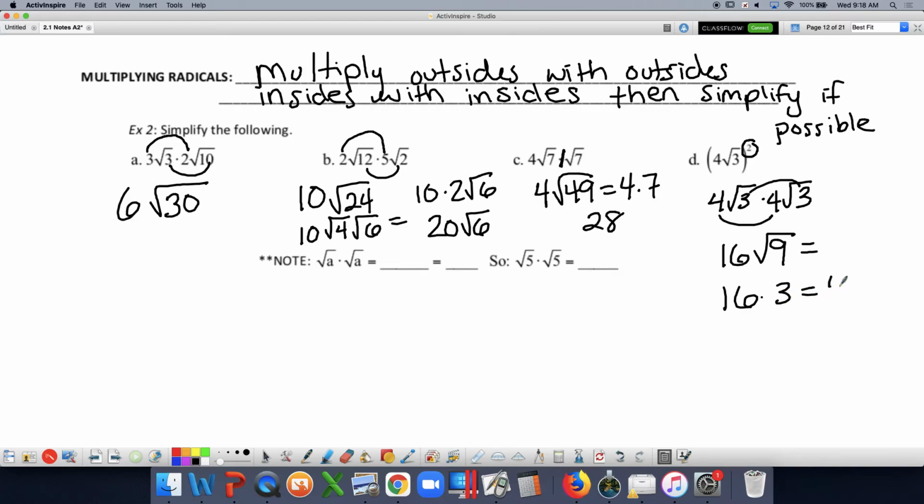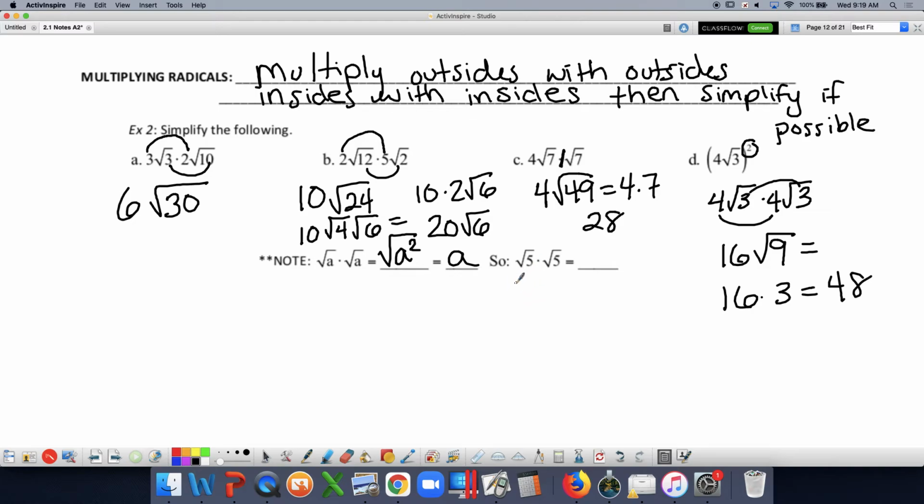16 times 3. Did anybody see a pattern in those last 2 examples that we did? They're nice. We ended up with perfect squares. Why did we end up with perfect squares? Because we were multiplying by the same thing. So down here I have a little note. The square root of a times the square root of a is the square root of a squared, which is just a.